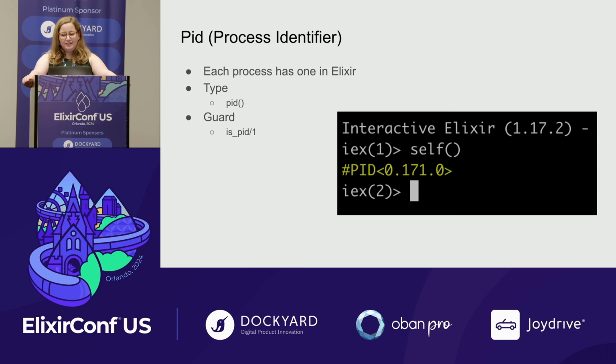All right, PIDs, or process identifiers. Each Elixir process has one. It has a type and a guard, and you can see an easy way to see a PID is just get into your IEx shell and run self, and that's your PID for your shell.